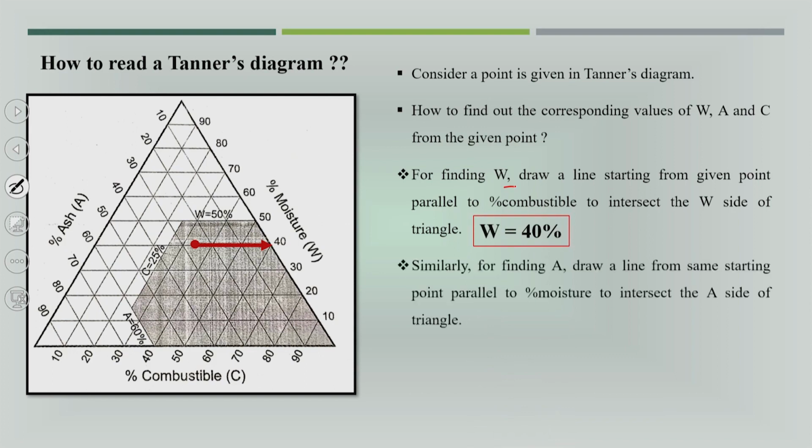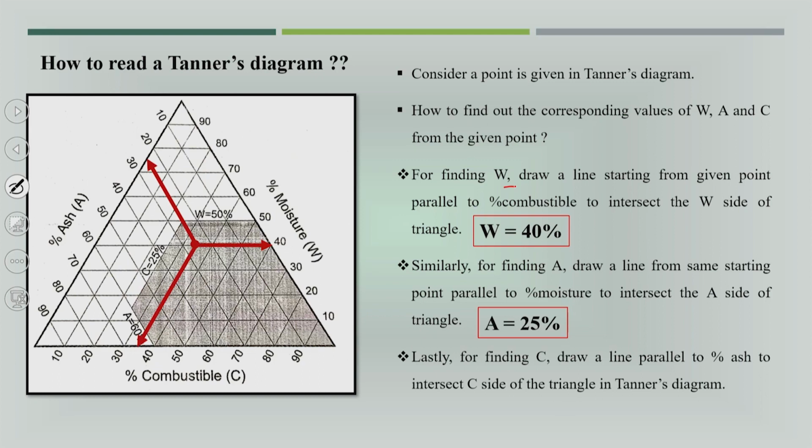Now, in a similar way, to find A, draw a line in the same way, parallel to these lines, and you can find the ash content, that is 25%. Similarly for combustible percentage, we can draw a parallel line like this, and you can find the combustible percentage, that is 35%. By that way, we can read the Tanner diagram.